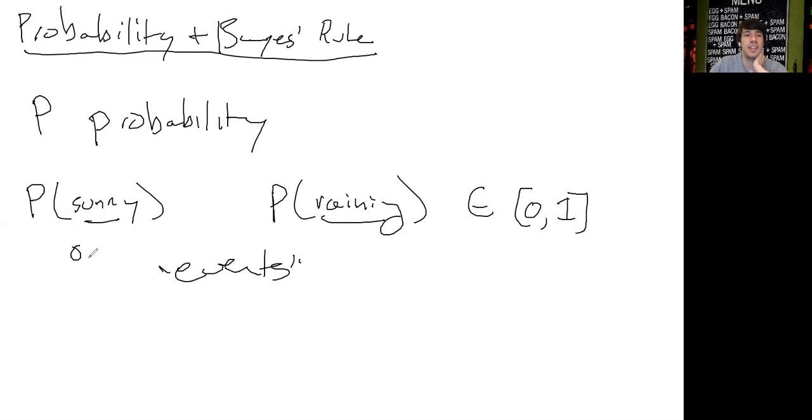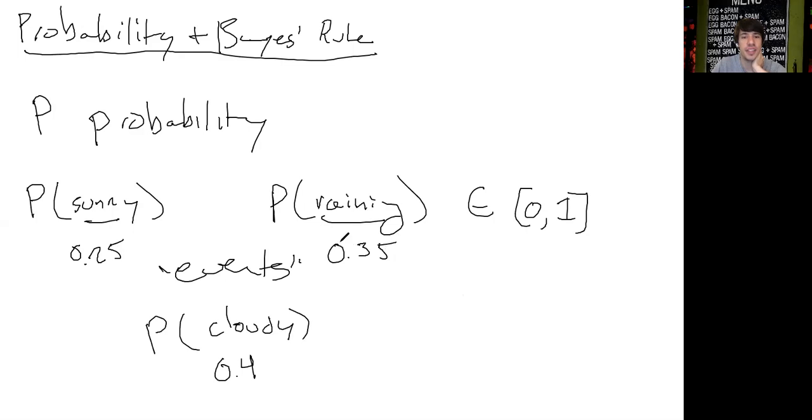So, if P of sunny is 0.25 and P of raining is 0.35, maybe there's a P of cloudy as another possibility, which would be the other 40%, and so on. So that says there's a 25% chance it's sunny, 35% chance it's raining, and a 40% chance that it's not sunny and not raining. It's just cloudy. Okay, so we'll need that notation.